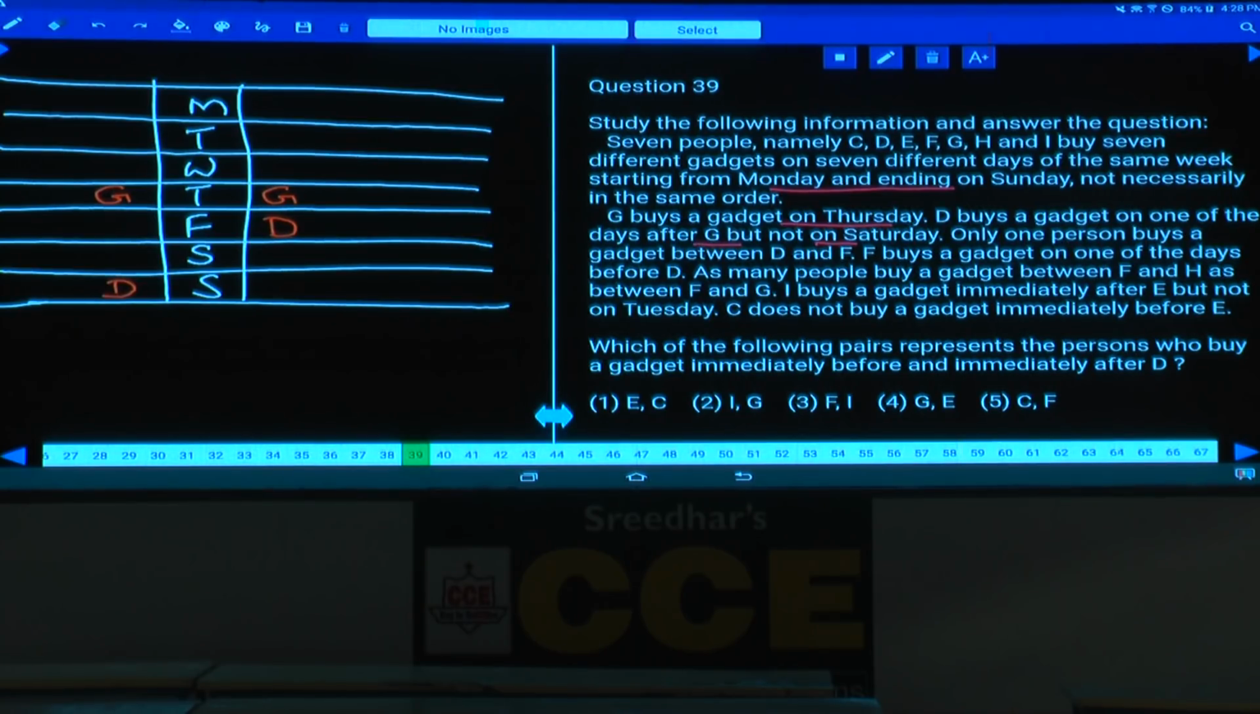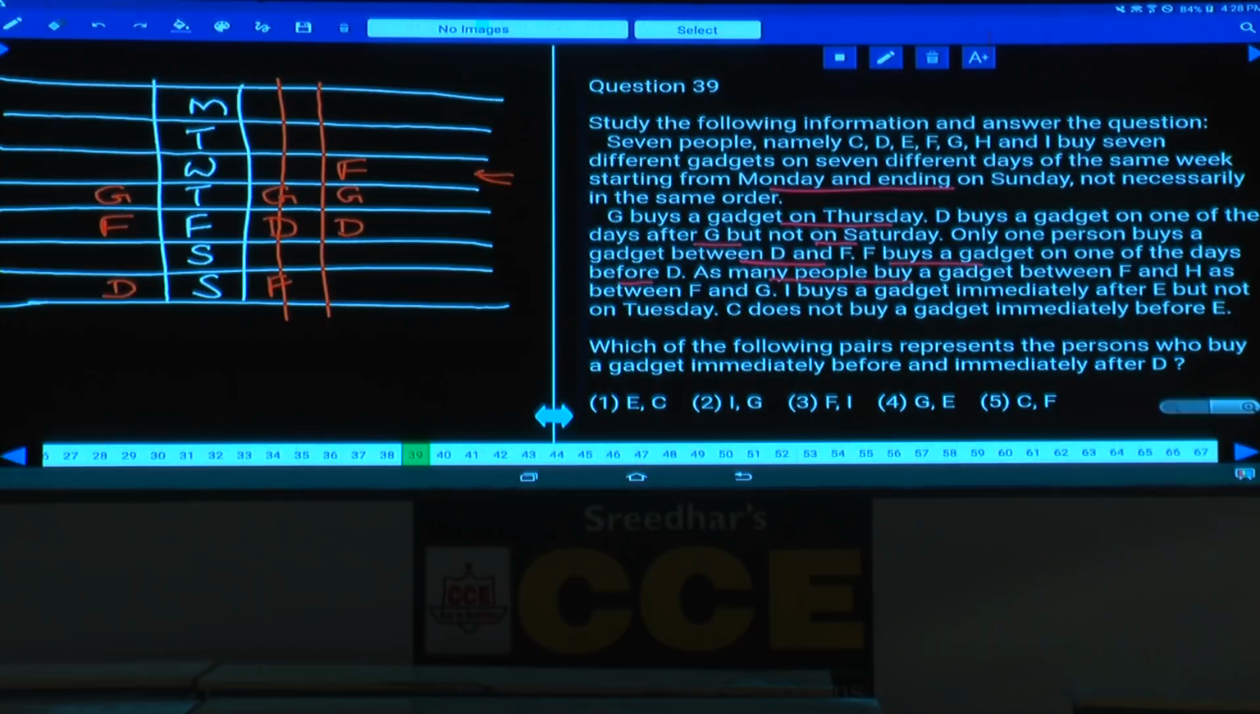Only one person buys a gadget between D and F. Between D and F, how many persons are there? There is exactly one person between D and F. F can be here, that is one possibility. And in this one as well, there is one more possibility. F can be before this D or after this D. Only one person bought between D and F. F buys a gadget on one of the days before D. The case of F after D is completely ruled out. F is before D, and F must be either on Wednesday or on Friday.